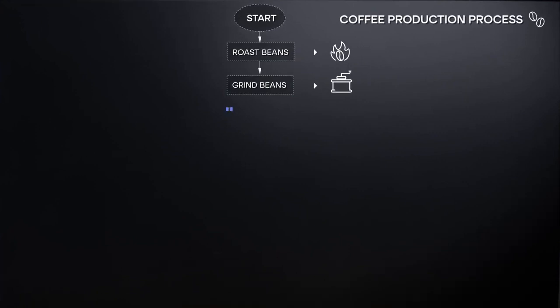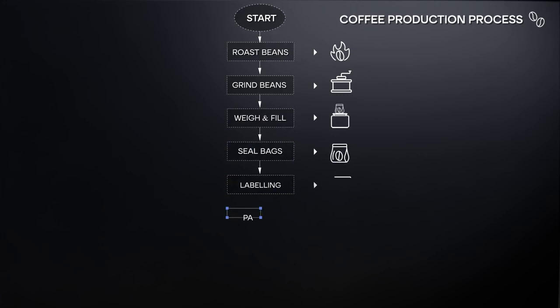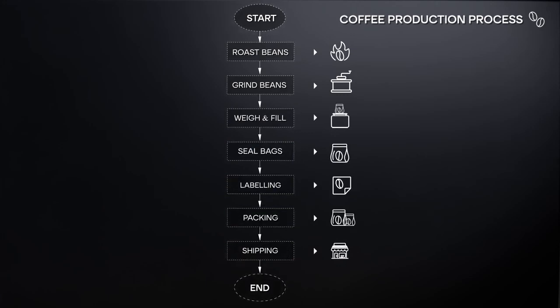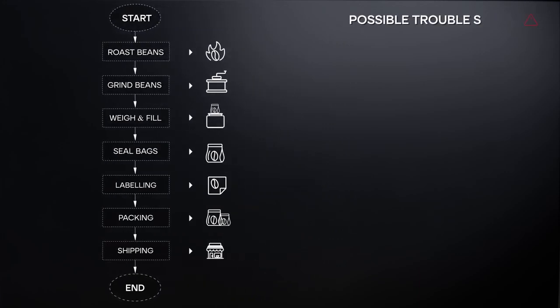Here's our coffee production process. First, we roast the beans, then we grind them. After that, we weigh and fill the bags, then we seal them and label them, then packing, and at the end, shipping. The flowchart makes each step visible. Immediately, we can see possible trouble spots.